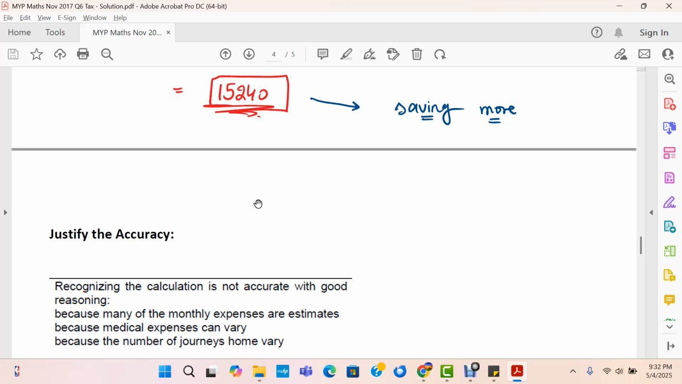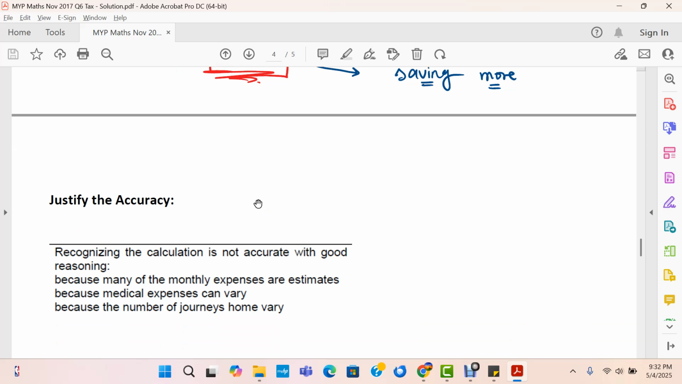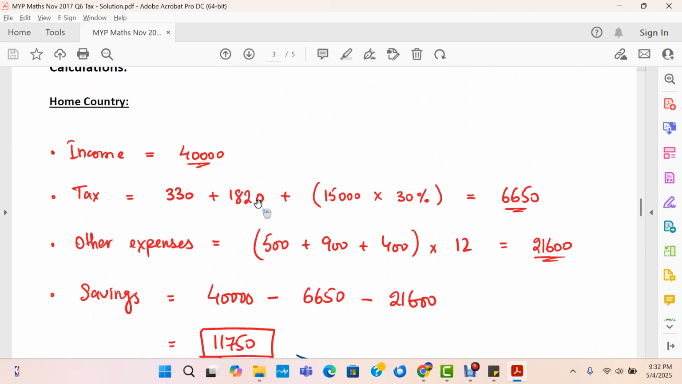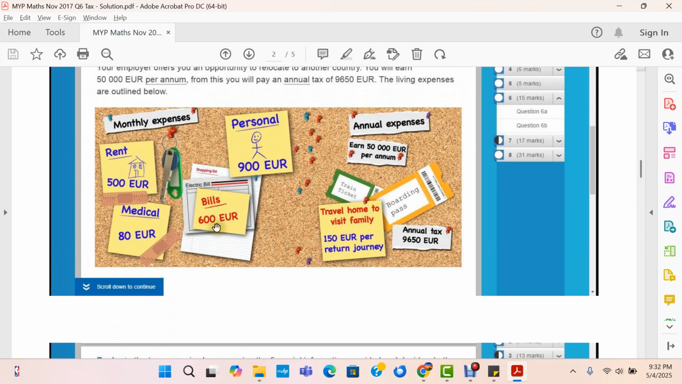Bullet number 3, justify the accuracy. So justify the accuracy, again, it's not accurate. Why? Because most of these costs can vary. The country that we live in, or any country that we live in, our rents vary, our medical expenses vary. We might get ill, or we might run into an accident. The medical bills will vary, the electricity or other bills will vary.